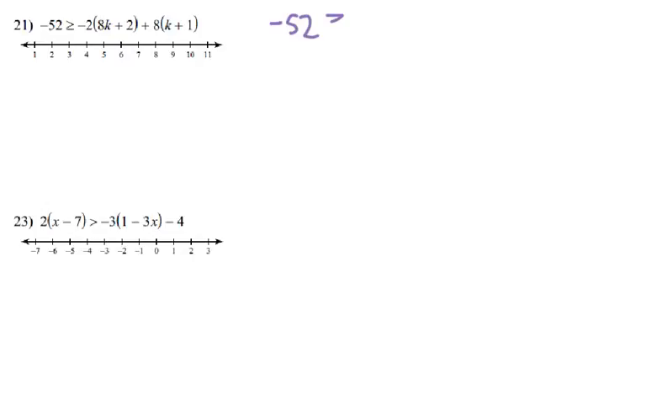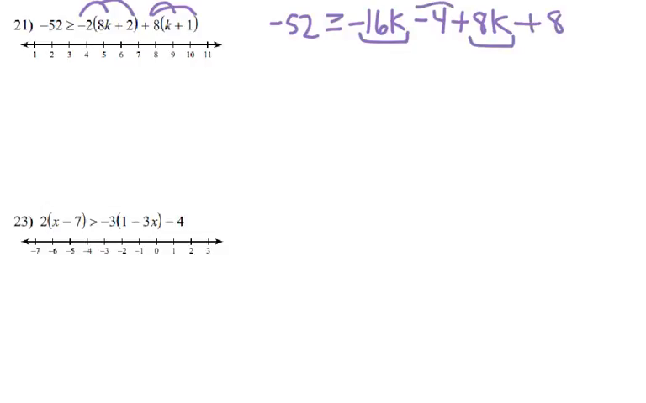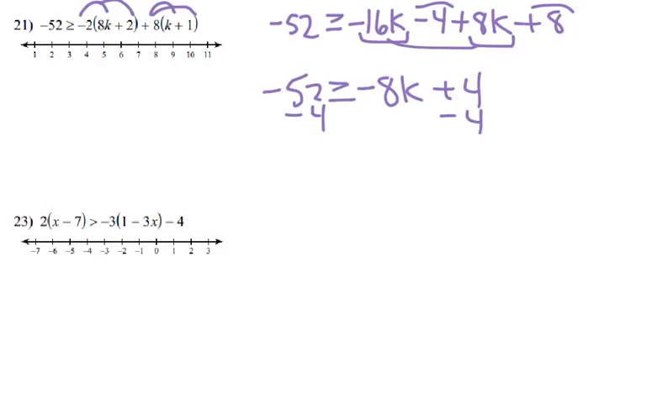Negative 52 is greater than or equal to. Now distribute that negative 2 through. Negative 2 times 8 is negative 16k. Negative 2 times 2 is negative 4. Plus 8 times k is 8k. 8 times 1 is 8. Now notice I've got two k's here and two regular numbers. They're on the same side, so I can just combine them. Negative 16, positive 8, negative 8k. Negative 4, positive 8, positive 4. Then we subtract 4 from both sides. We get negative 56. It's greater than or equal to negative 8k.